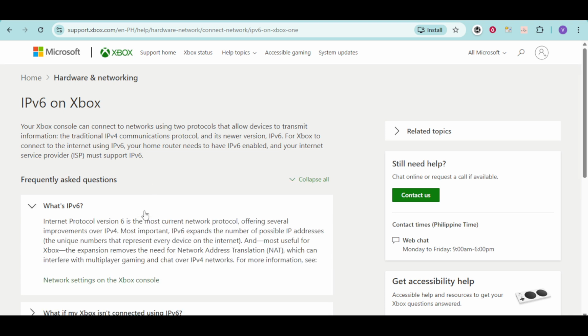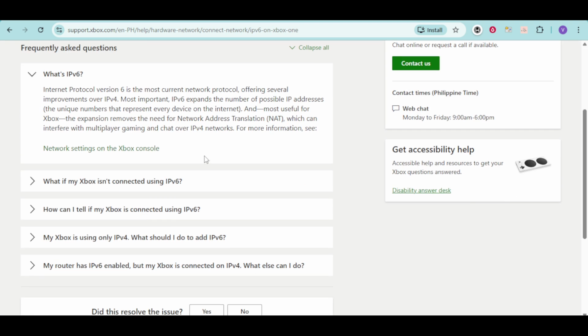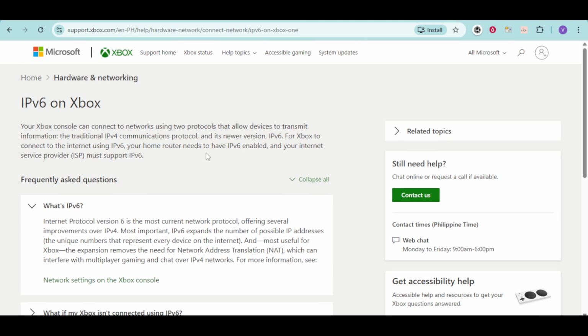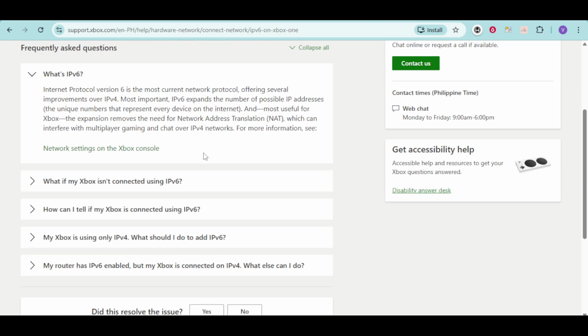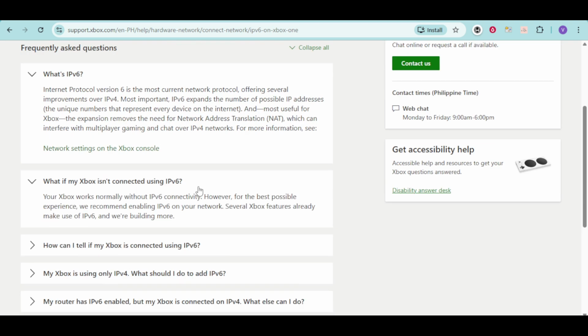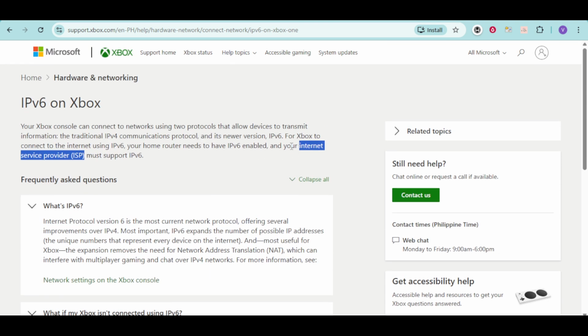IPv6 is the most current network protocol, offering several improvements over the previous one. So you need to have some options here, like connecting using IPv6 for your internet. Your home router should also have it. Your internet service provider, or ISP, should also support this. If you cannot connect right here, it might be because one of these three requirements is not met, which does not enable you to use it.